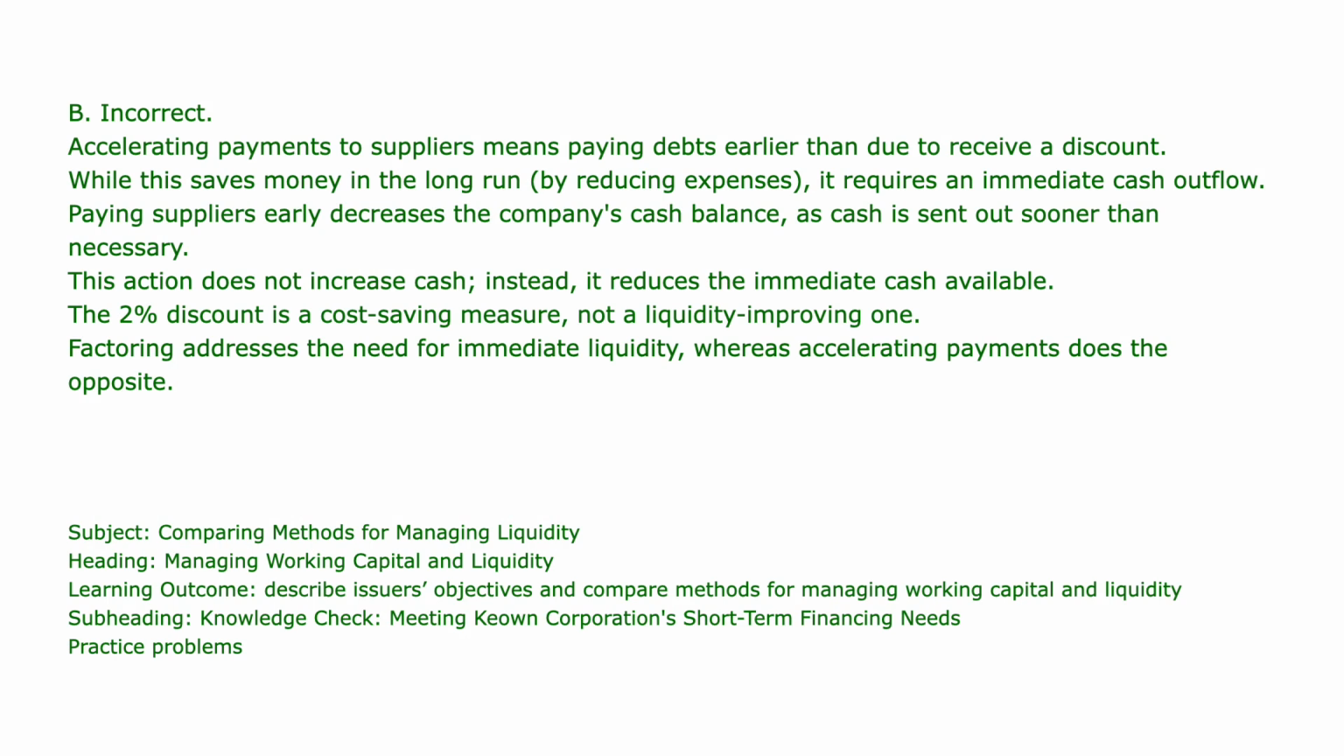Accelerating payments to suppliers is defined in the sources as a pull on liquidity because it involves an acceleration of cash outflows. While a 2% discount is a cost-saving measure, it reduces the immediate cash balance because the firm forgoes the use of those funds sooner than necessary.